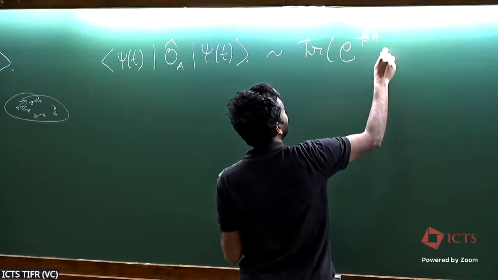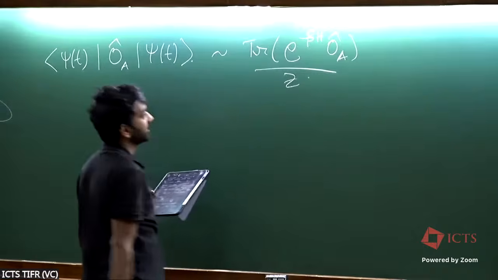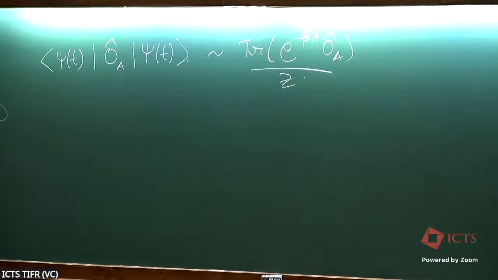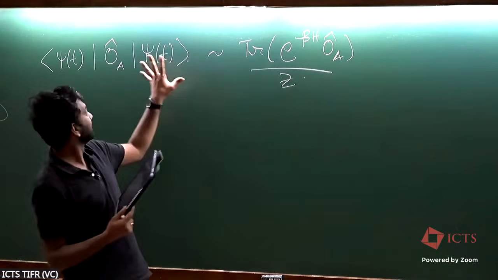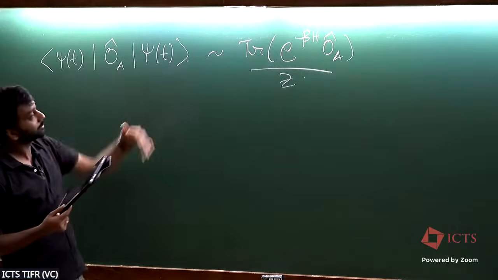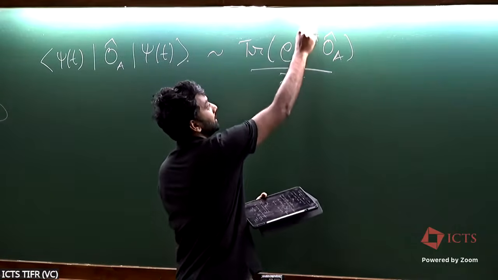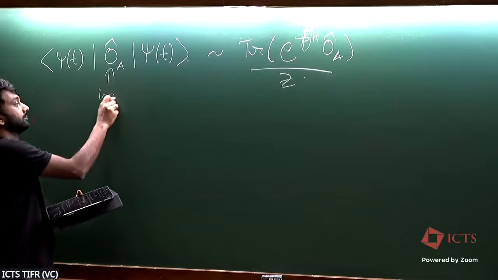So there is some e to the minus beta H, O of A, divided by the partition function. That H is the same as this H. So it is as though, if I start with some initial state, there is just one parameter here, beta, which controls the late time expectation values of local operators. So it's important that this is local.